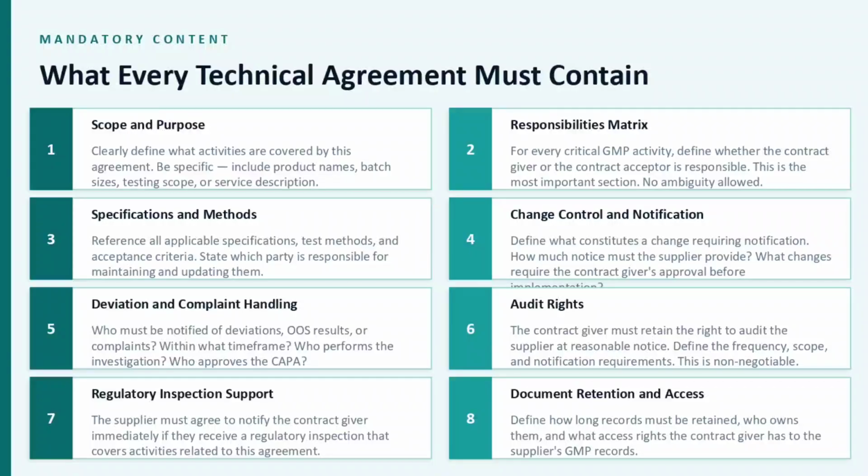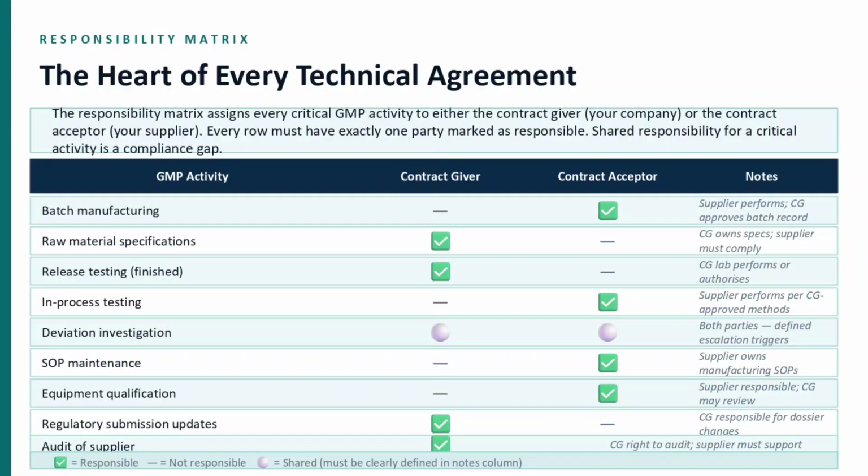The supplier must agree to notify the contract giver immediately if they receive a regulatory inspection that covers activities under this agreement. And Section 8 defines document retention and access rights. How long must records be kept? Who owns them? What access does the contract giver have to the supplier's GMP documentation? Let me spend more time on the responsibility matrix because it is where most technical agreements either succeed or fail.